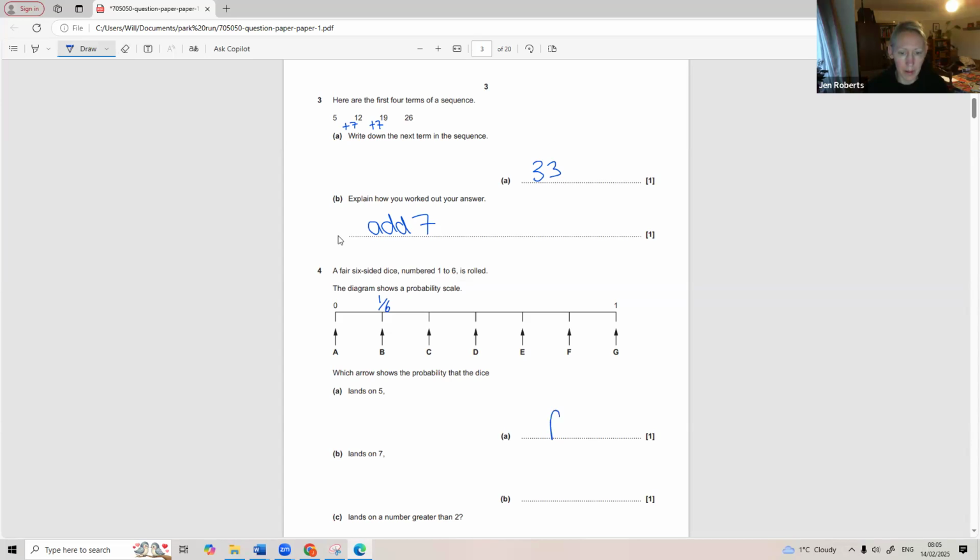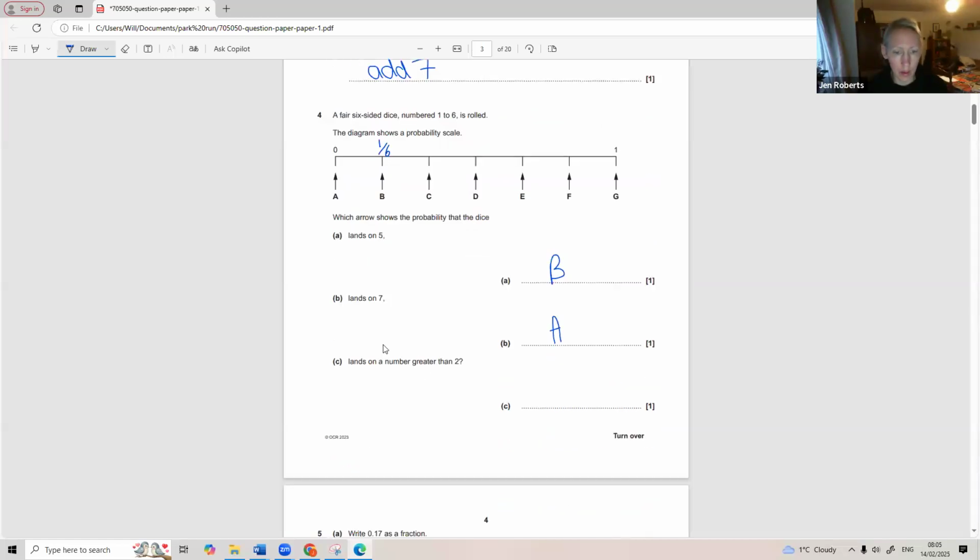So B. Lands on a 7. Well, it's impossible to land on a 7. So it's 0, which is A. On a number greater than 2. How many numbers greater than 2 have we got? We've got 3. So greater than 2 does not include 2. We've got 3, 4, 5, and 6. So it's 4 out of 6. So 1, 2, 3, 4. 4/6 is here, which is E.